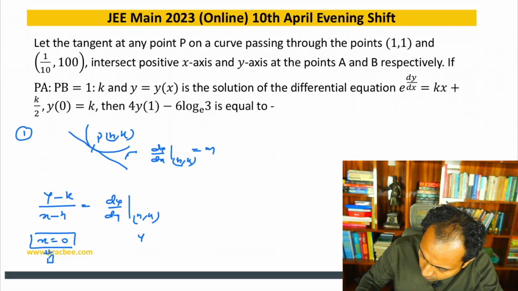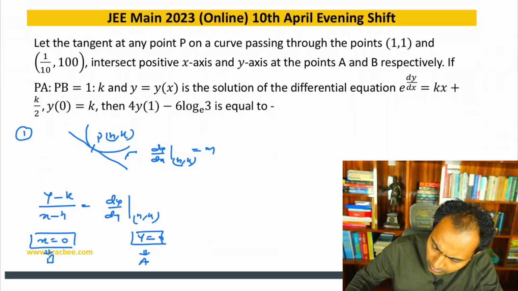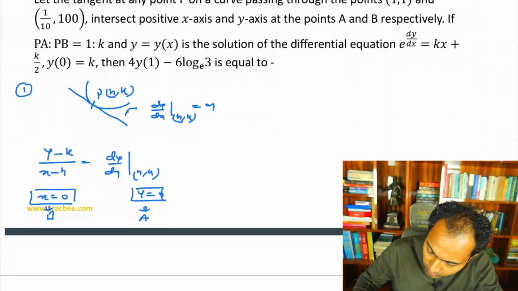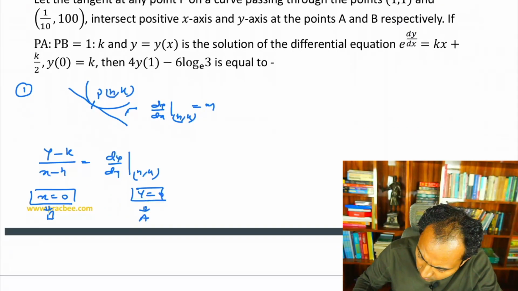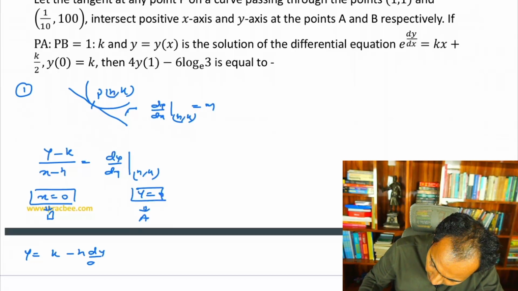And I can put y equal to 0 and get the point A. Any one would do, so I am putting y equal to 0. In fact, I am putting x equal to 0 and getting the value of y. So y would be nothing but k minus h dy by dx at the point (h, k).